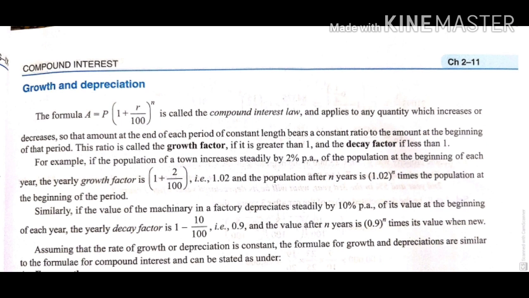And if something like machinery in a factory depreciates in value, so that is 10% per annum, then 1 minus 10 by 100, it means it is less than 1. So now we have to understand these terms as growth and depreciation.